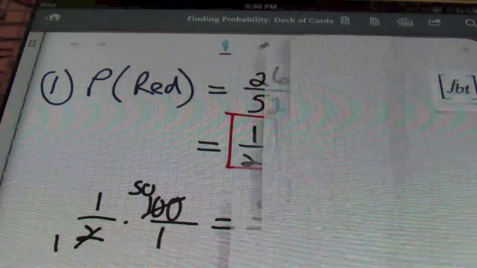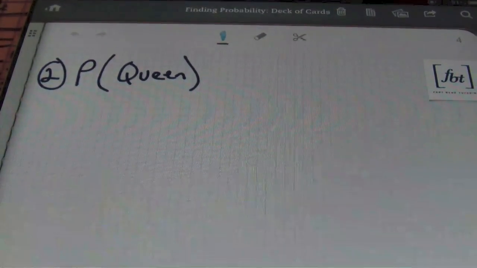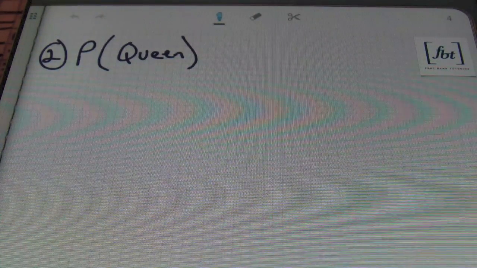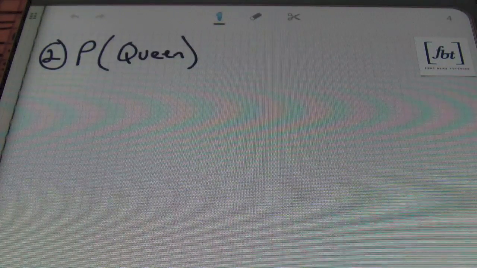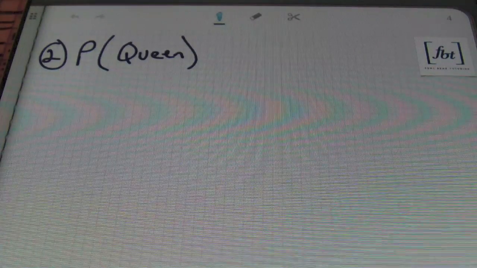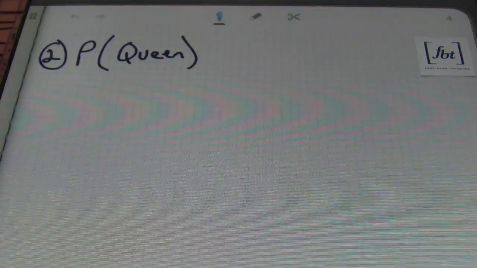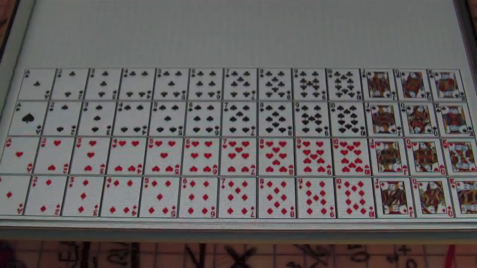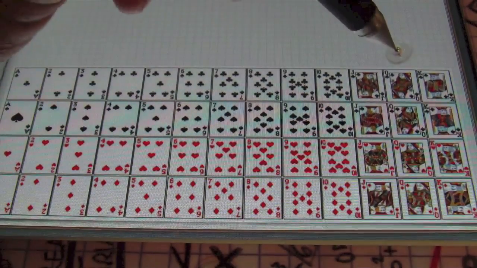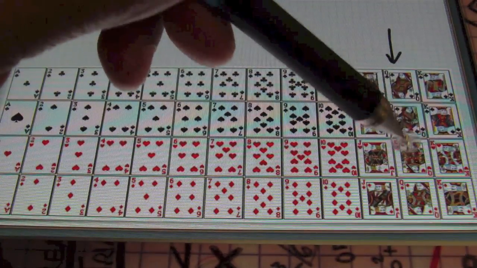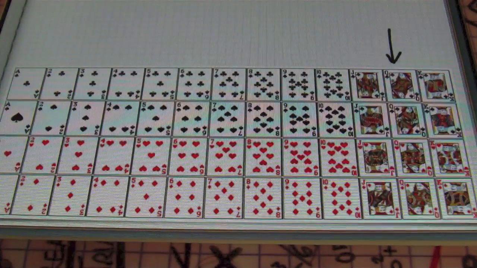Here we are. Next problem here. What is the probability of pulling out a queen out of a deck of cards? So I'm pulling out one card from the deck of cards, and I want to know the probability of pulling out a queen. Well, here we are. Let's look at that deck of cards again. All right, and your queens are going to be right here. So here's your queens right there in that column, and it looks like I have 1, 2, 3, 4 queens out of that deck of cards, right?